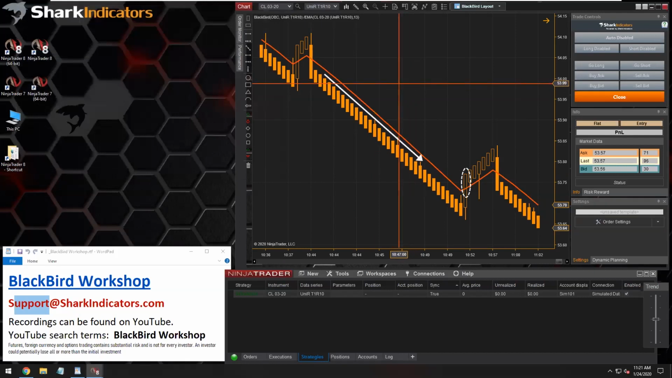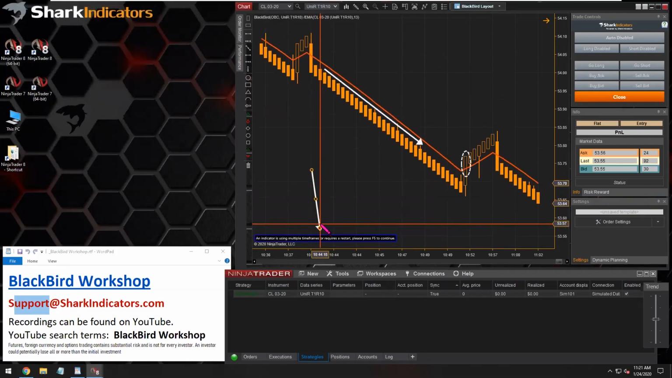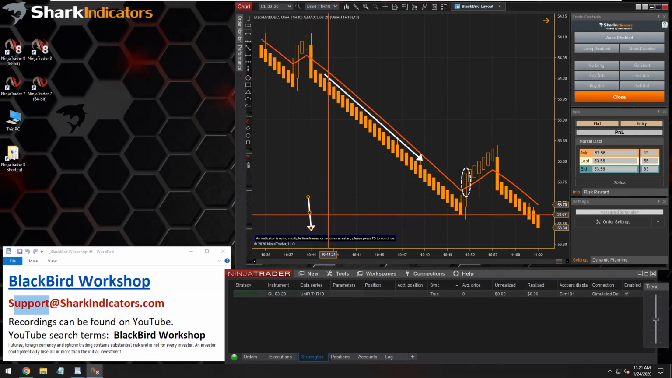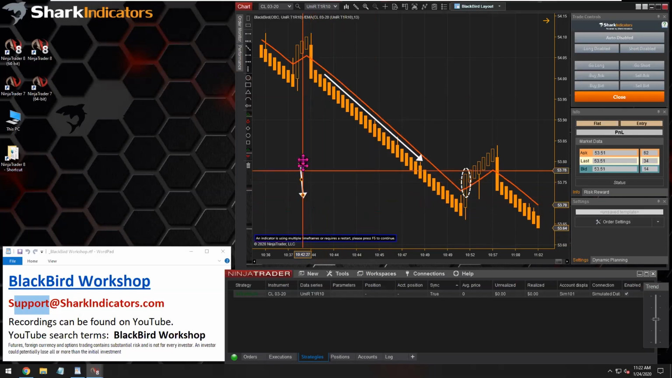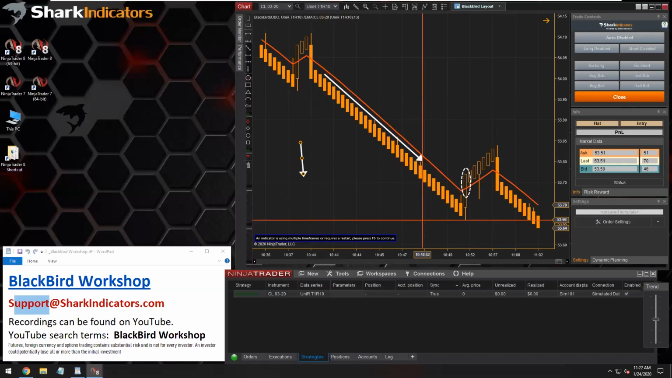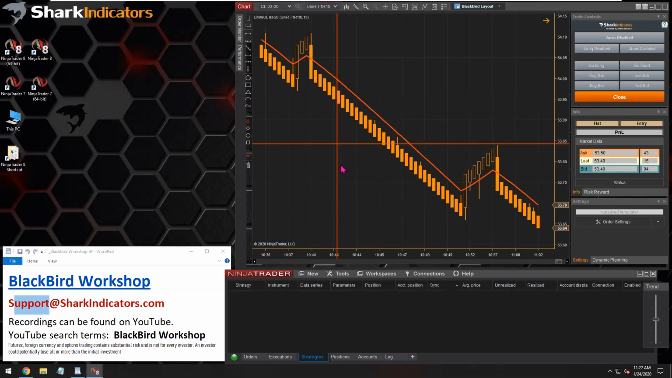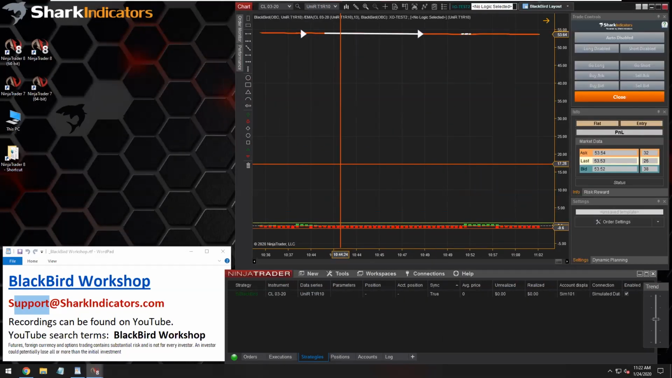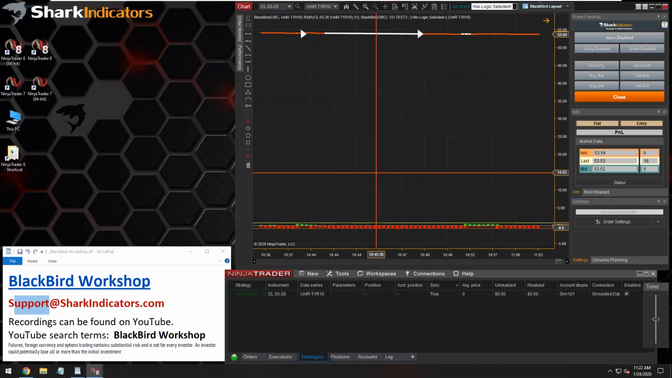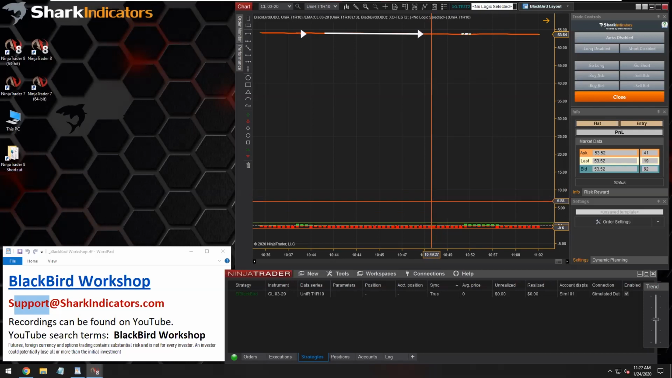Click OK. All right, so you'll notice here that when you add the Bloodhound indicator to your BlackBird logic, it's going to ask you to reload your chart, right? That way we can get Bloodhound loaded into BlackBird, but also so we can get the Bloodhound output showing on the chart as well. All right, so let's reload the chart here.